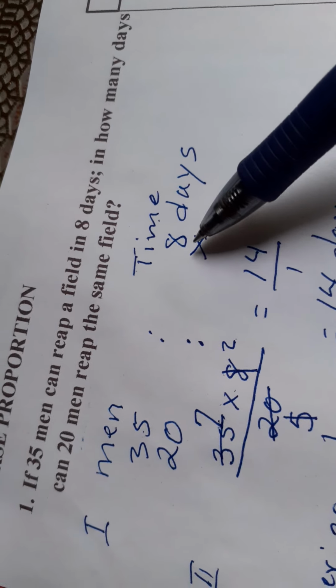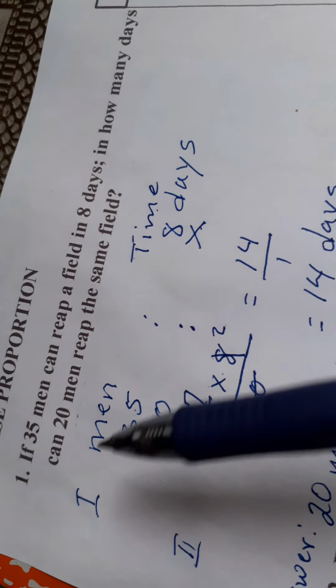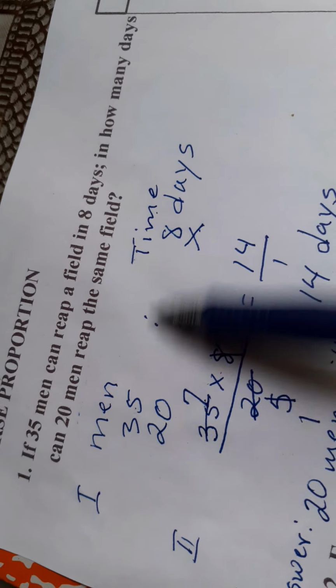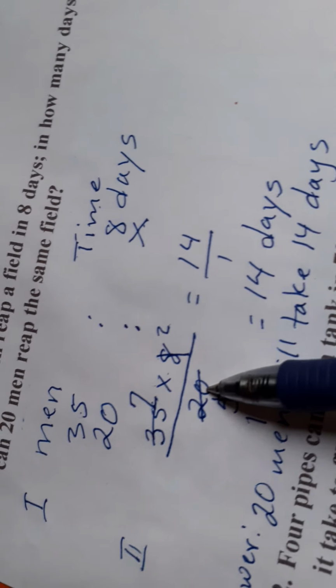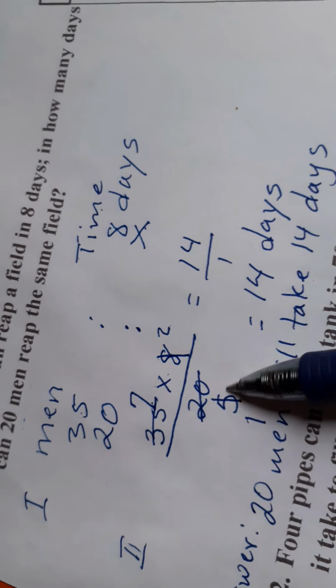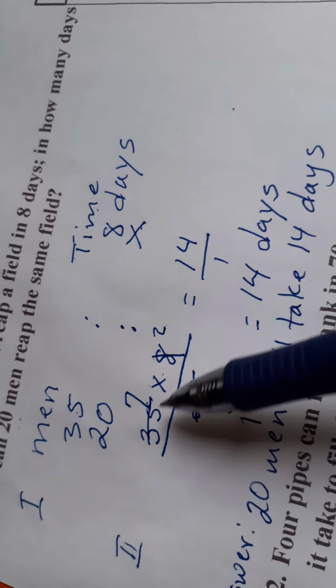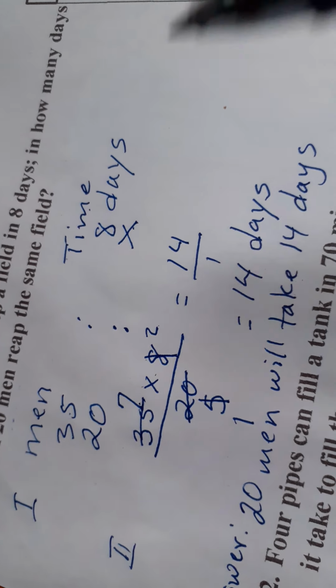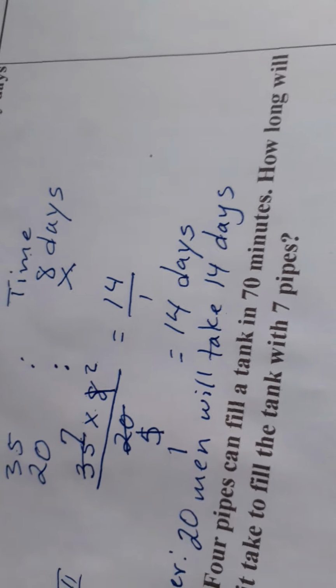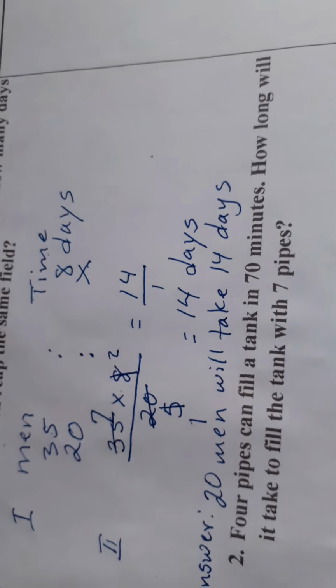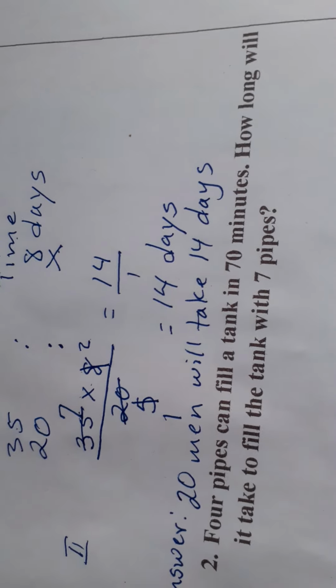Do we know how much time? No, so we write an X. Now we multiply straight. All right, 35 times 8 divided by this 20 here. Then we simplify and we get the answer 14 over 1, which gives us 14 days. Okay, now let's look at the second problem.